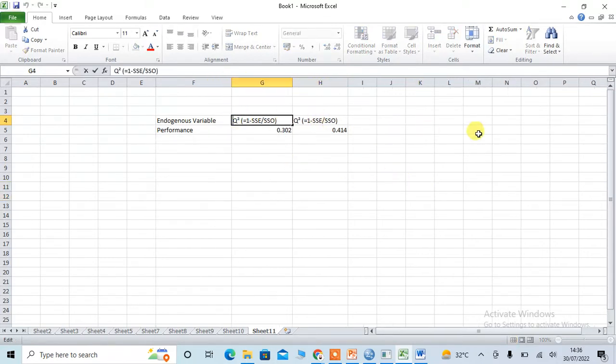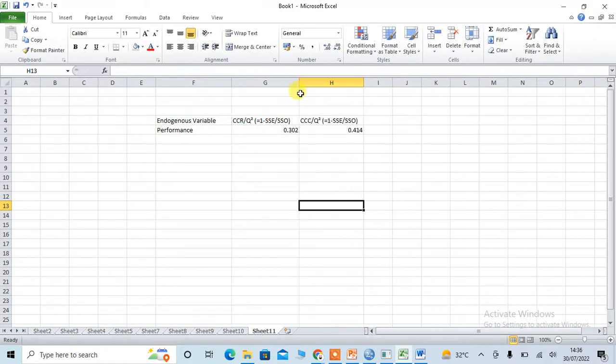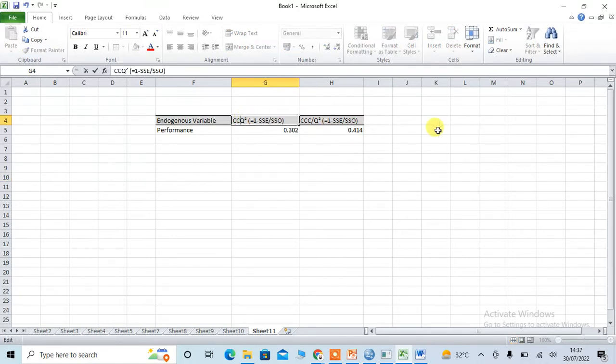So here you can write CCR and you can say CCC. Actually it is not coming down in my Excel, maybe I have some problem. However, this is how we present the result. Or you can write the CCR here, CCR and CCC.